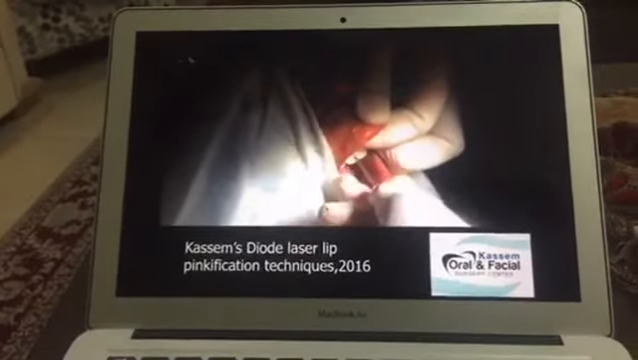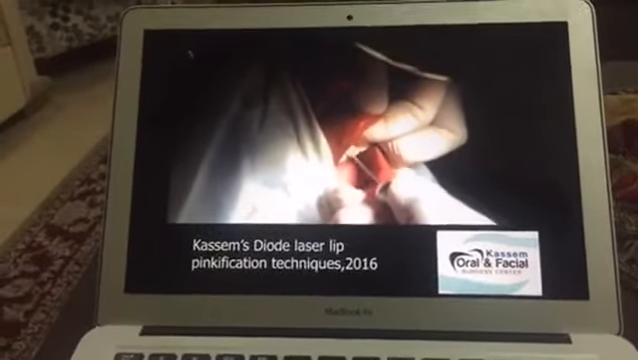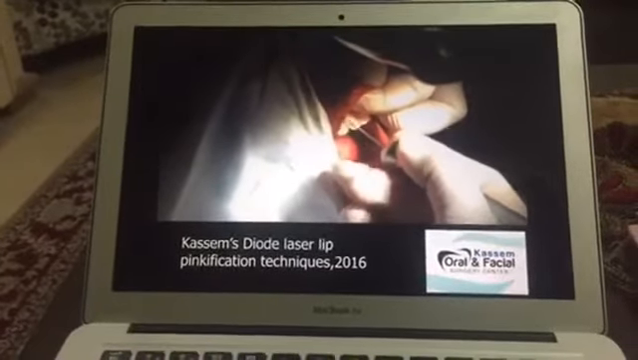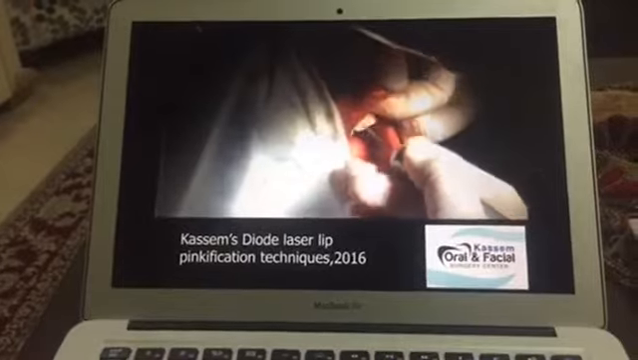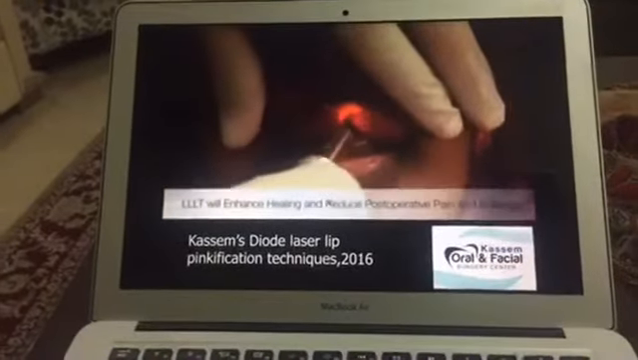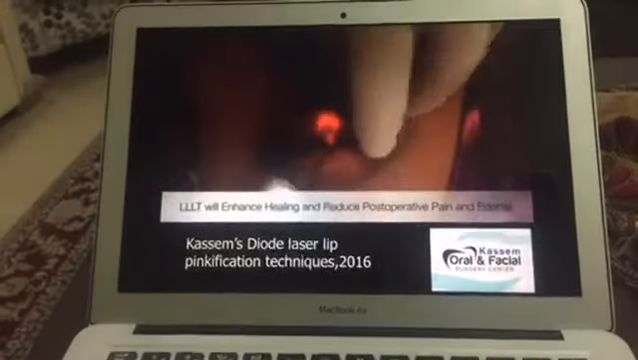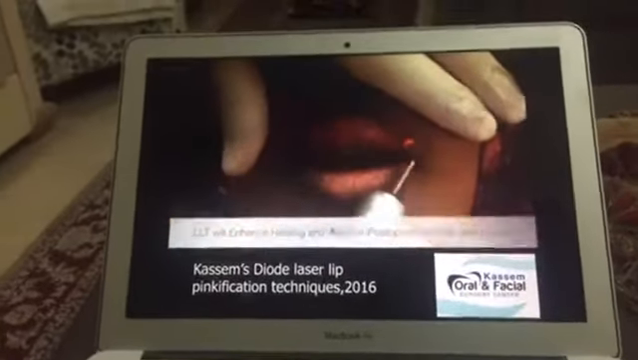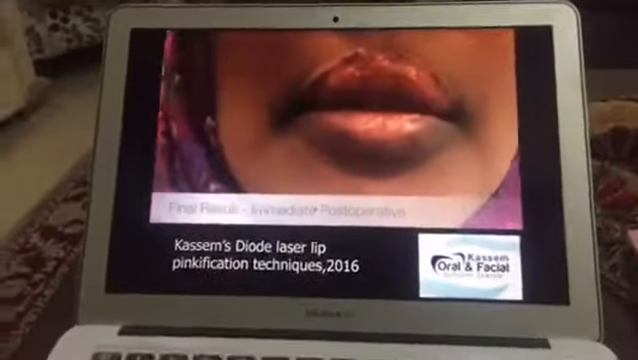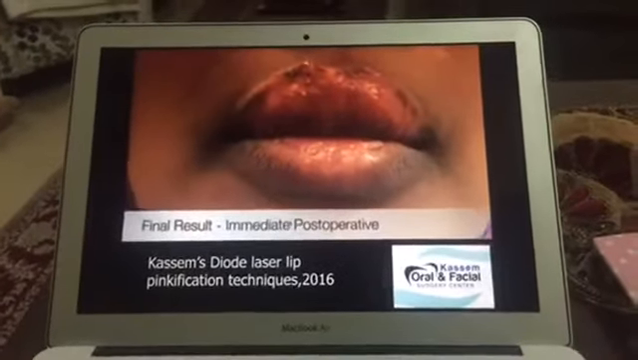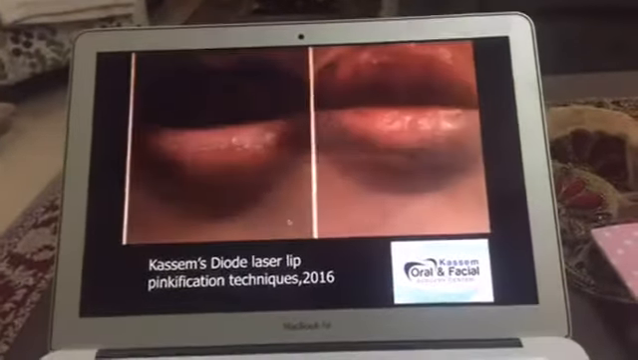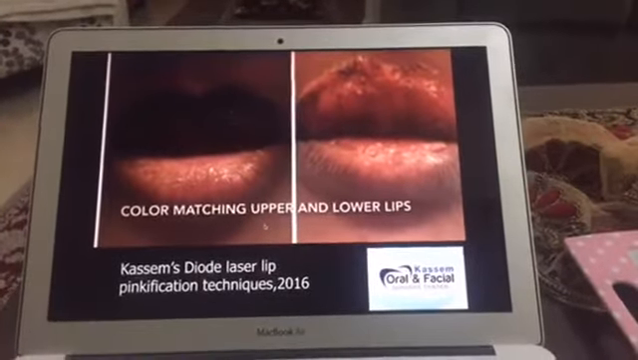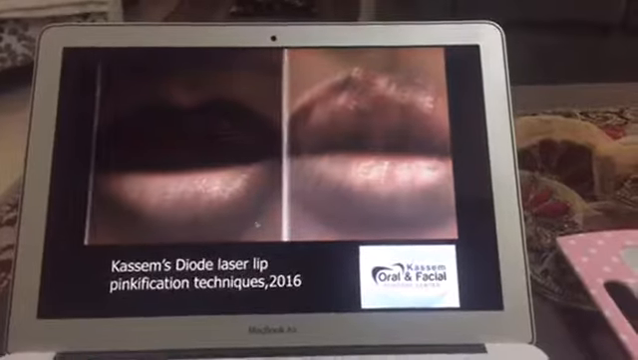But this technique has two drawbacks. Number one, the patient has what we call social downtime. The patient has edema post-op that lasts for 2 to 3 days. Also, after you finish there is a relapse after 1 year, so the patient needs to repeat the procedure after 1 year. This is immediate post-op, and there is completely color matching between the upper and lower lip now.